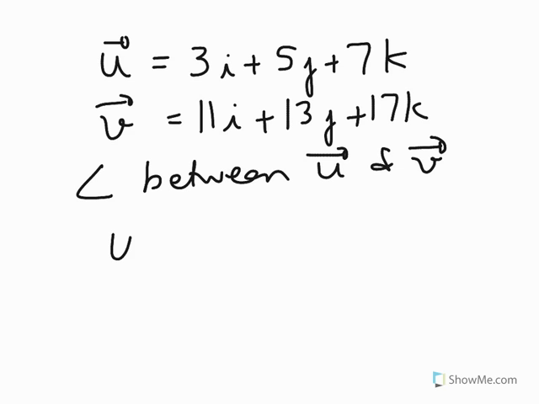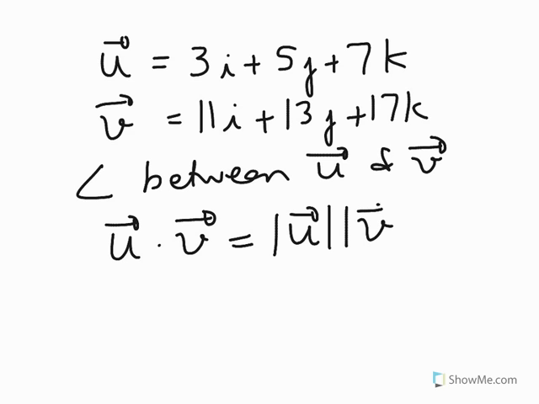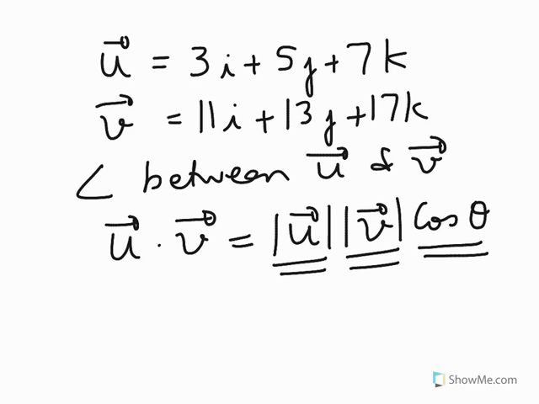So what we do is we take advantage of two things. First, we know how to find the dot product of the two vectors by simply multiplying the components to each other. And then we also use the fact that the dot product is also defined as the magnitude of u times the magnitude of v times cos theta, where theta is the angle between the two vectors. Let's calculate these two magnitudes in the first place.